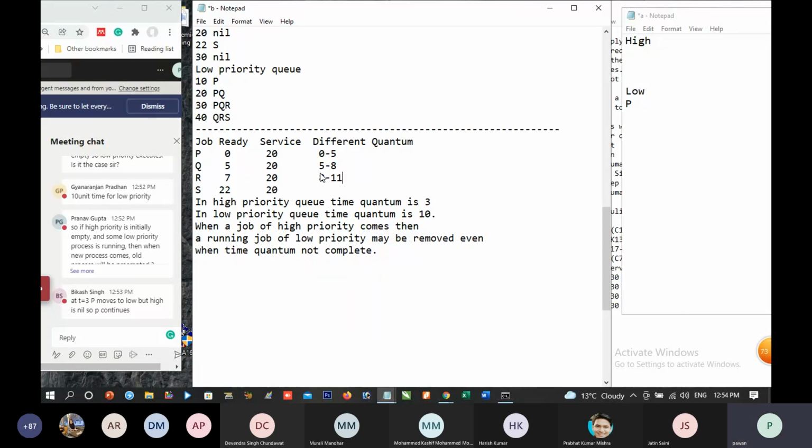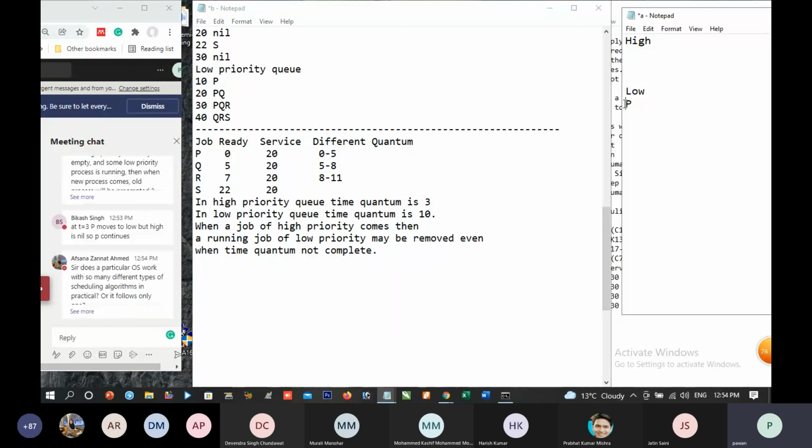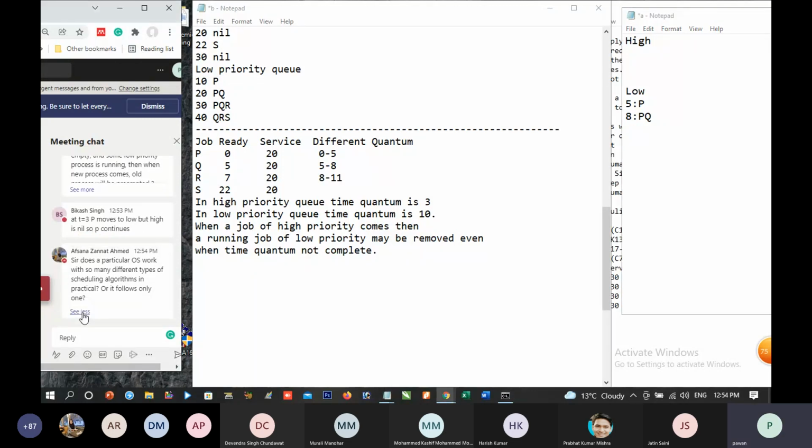Now at time t equal to 5, T was moved to low priority, and at time t equal to 8, Q was also moved to low priority. Is this thing clear to you? Oh, no, only one scheduling algorithm. How there can be two scheduling algorithms? Only one scheduling algorithm. Is it correct? Is it all right? Yes.